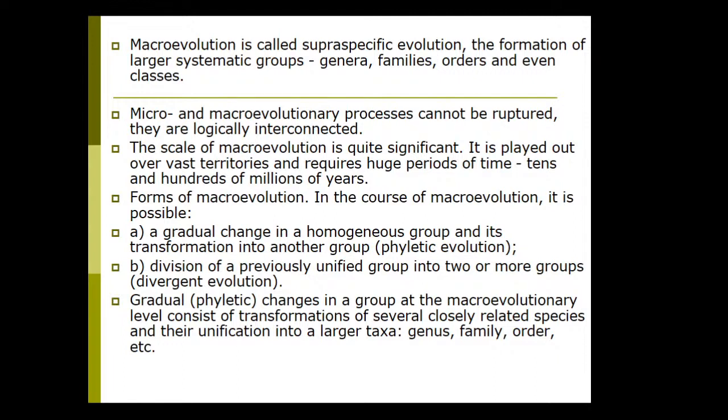Forms of macroevolution. In the course of macroevolution, it is possible: first, a gradual change in a homogeneous group and its transformation into another group, phyletic evolution. The second, division of a previously single group into 2 or more groups, or divergent evolution. Gradual change in a group at the macroevolutionary level consists of transformation of several closely related species and their unification into larger taxa: genus, family, order, and others.